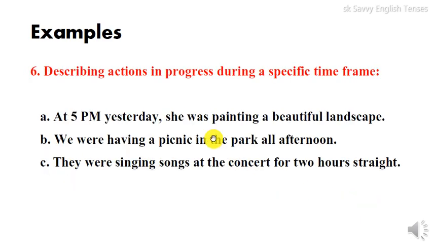Okay, number six is describing actions in progress during a specific time frame. For example, at 5 p.m. yesterday, she was painting a beautiful landscape. We were having a picnic in the park all afternoon. They were singing songs at the concert for 2 hours straight.